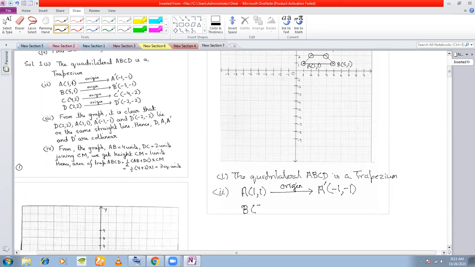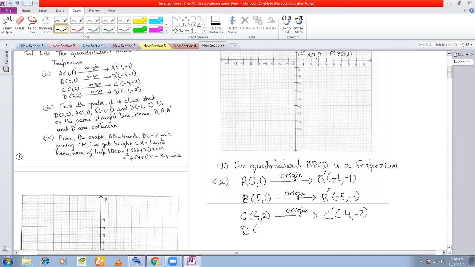Similarly, B coordinate is (5, 1). When reflected in the origin, it becomes B dash (-5, -1). C, the coordinate is (4, 2). It becomes C dash (-4, -2). And finally D, we have (2, 2). When reflected in the origin, the image is D dash (-2, -2). And you have to represent these images also in the graph sheet.